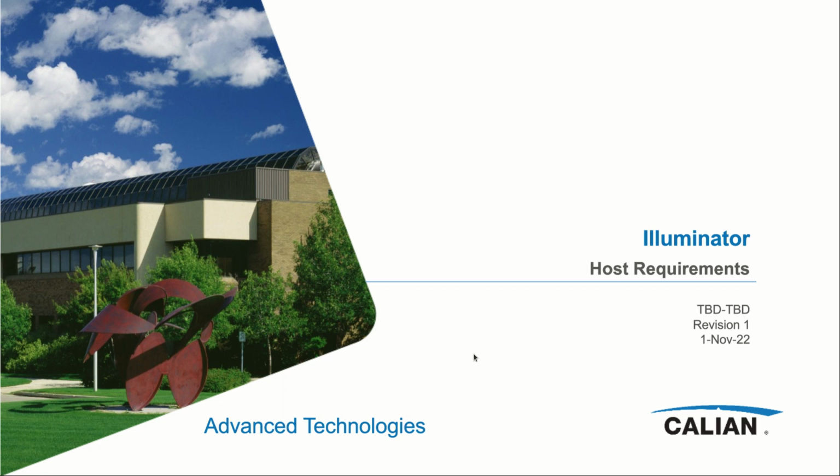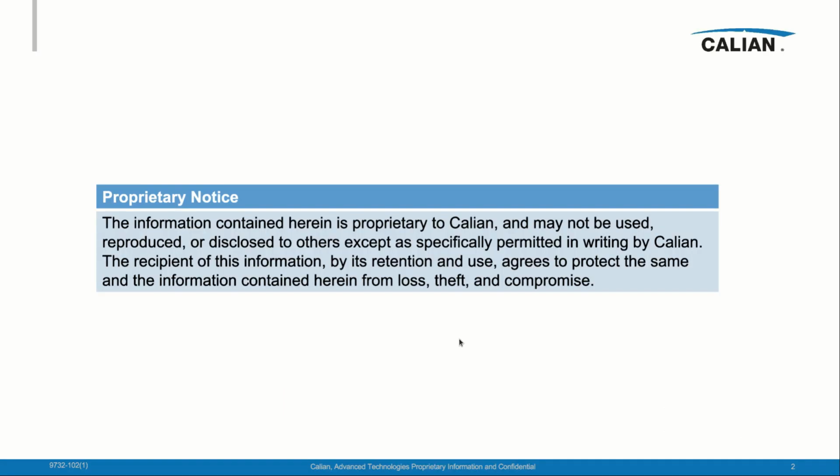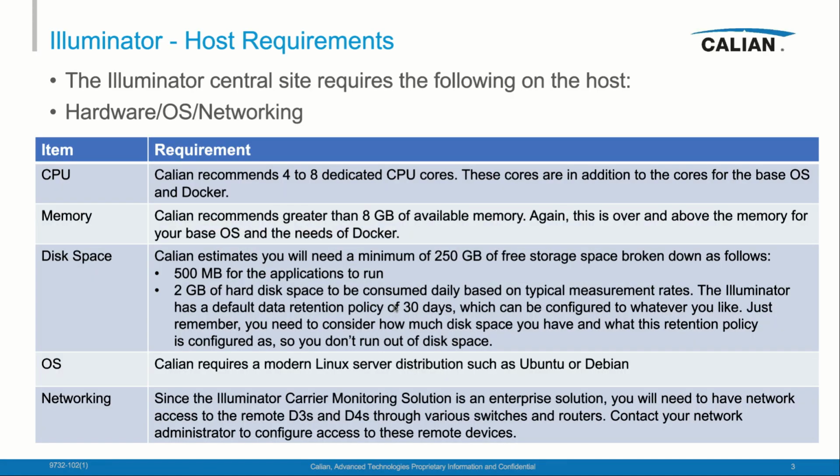This one is on the host requirements. So the Illuminator Central site requires the following on the host as far as the hardware, operating system, and networking are concerned. First off, the CPU.